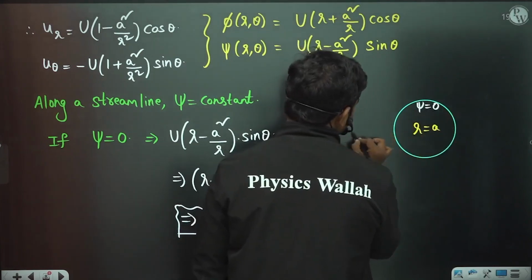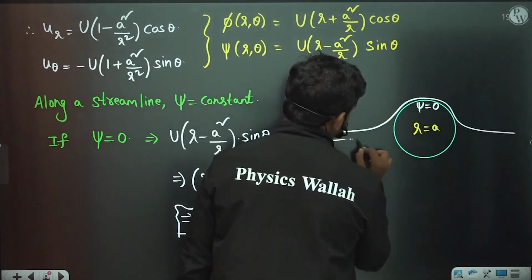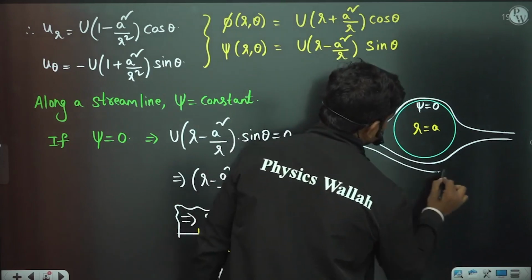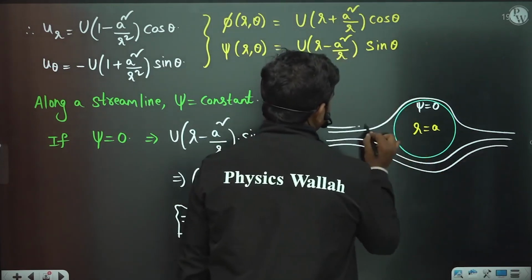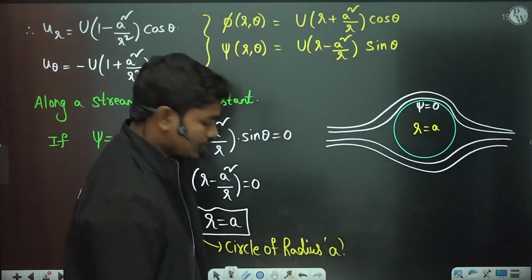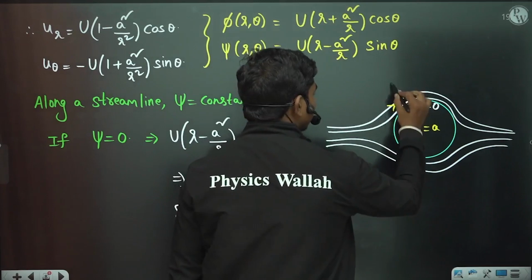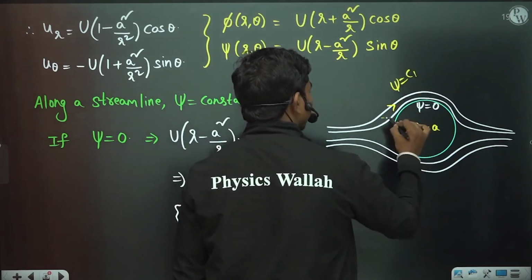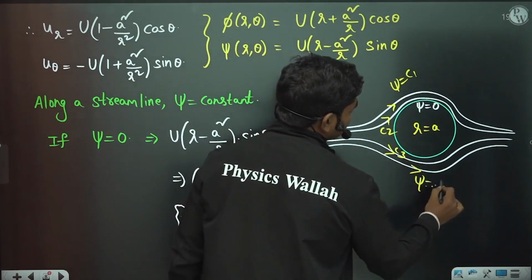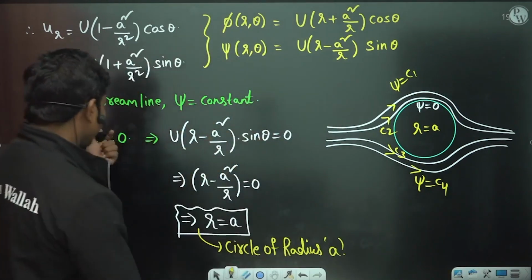Then for some other flows, this is how we get the other streamlines if you plot. If you plot the other streamlines, we get psi equal to c1, psi equal to c2, psi equal to c3, psi equal to c4, like this. You get different streamlines like this. So basically, if you plot this, you will get that shape.